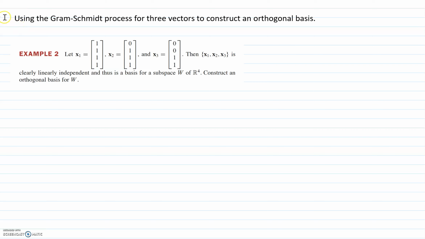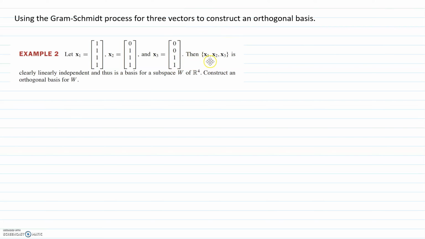Hello again. In this video, we're going to look at the Gram-Schmidt process for three vectors to construct an orthogonal basis. Let's do this with the following example, where x1 is (1, 1, 1, 1), x2 is (0, 1, 1, 1), and x3 is (0, 0, 1, 1).